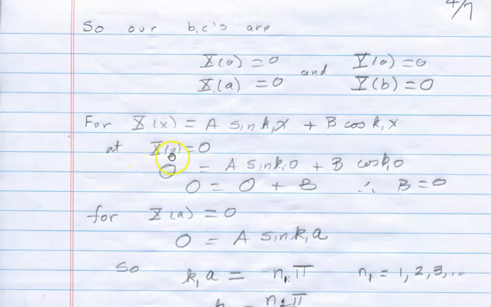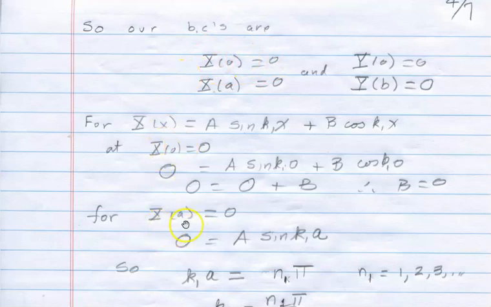At x equal to 0, this top one, when I evaluate this at x equal to 0, this side vanishes. Sine of k times 0 is going to be 0 as well. When I evaluate this at 0, I'll get B cosine of 0, but cosine of 0 is 1, and so this leads to the equation that B has to be equal to 0. So this term falls out to satisfy this first boundary condition.